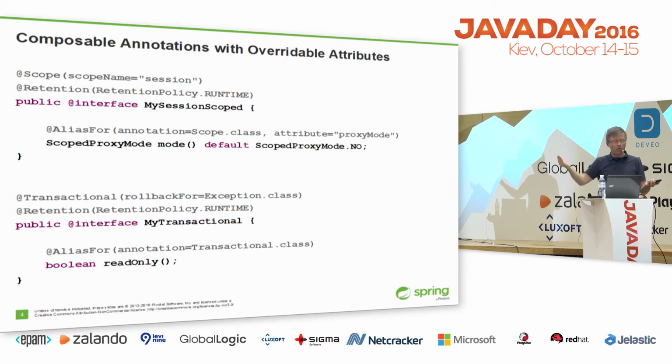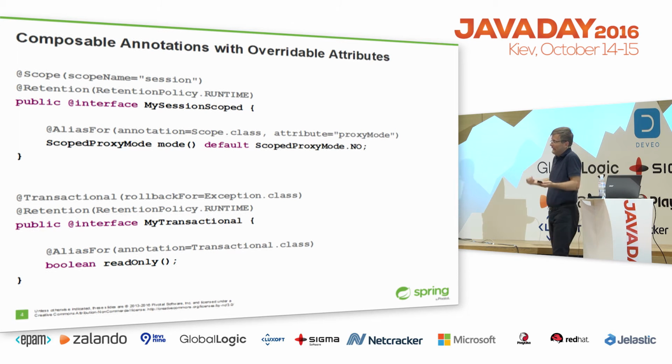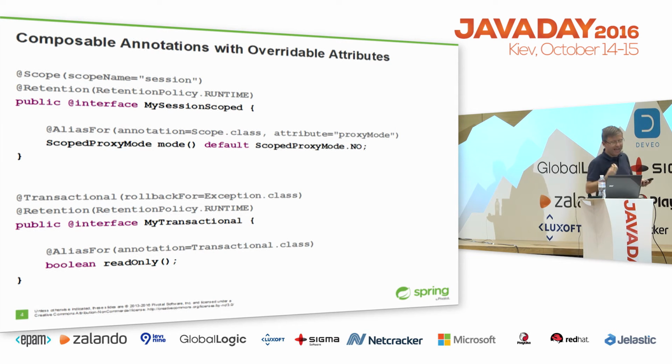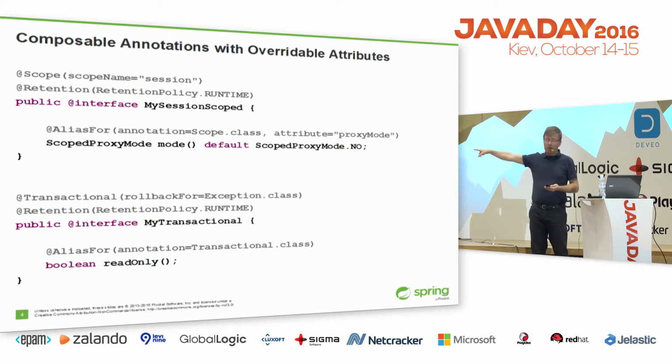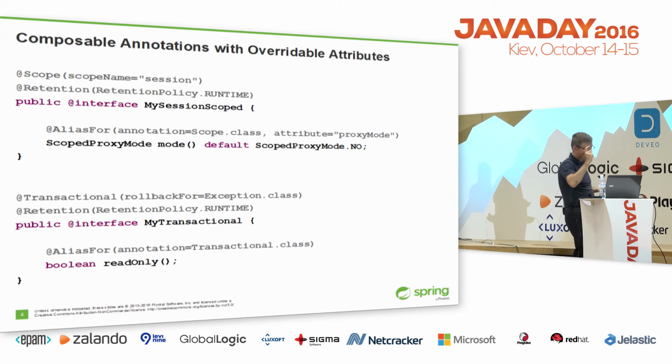In this case, it's no, which means raw proxying, but in practice, you might want to choose scoped proxy mode target class, for example, or scoped proxy mode interfaces, and bake it right into your custom annotation. The @MyTransactional annotation at the bottom is kind of another variant of it. It's basically doing the same thing. It's a custom transaction annotation, meta-annotated with @Transactional. It has an alias declaration, all good, basically, all the same kind of idea.